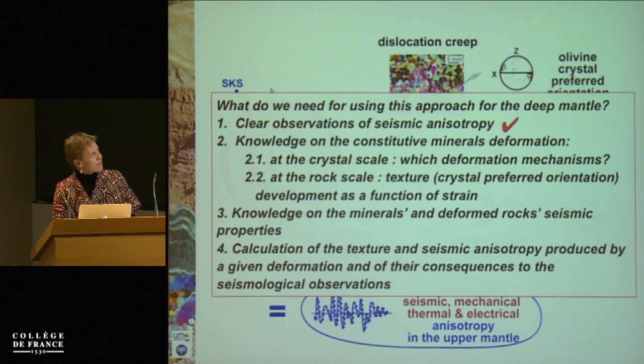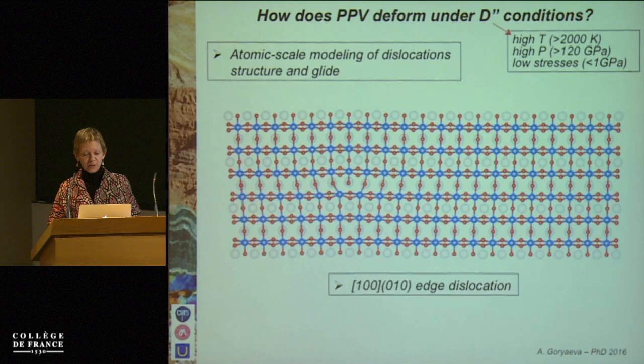So the conclusion of this first part is that we have clear observations of anisotropy. We have something that we can use to try to constrain the flow in the deep layers, in the D double prime layer. So let's go to the mineral.